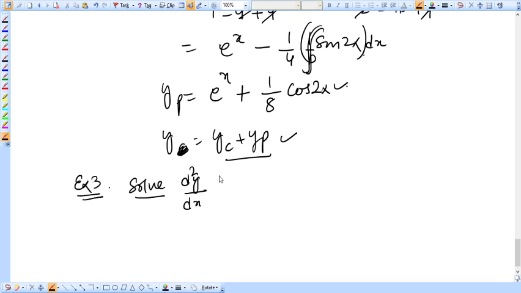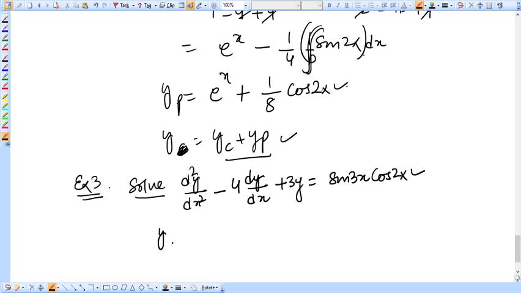Okay, minus 4 dy over dx plus 3y equal to sin 3x cos 2x. Okay, so symbolic form you are going to write it by yourself, and complementary solution you are going to find out by yourself. I'm writing it shortly. Okay, complementary solution in this case, when you are going to find it out, roots of this would be 1 and 3.